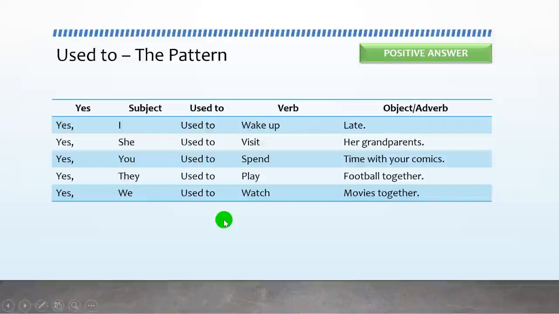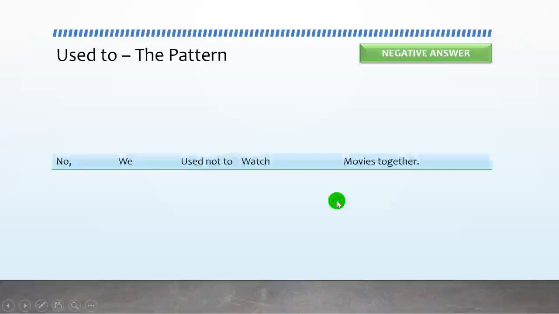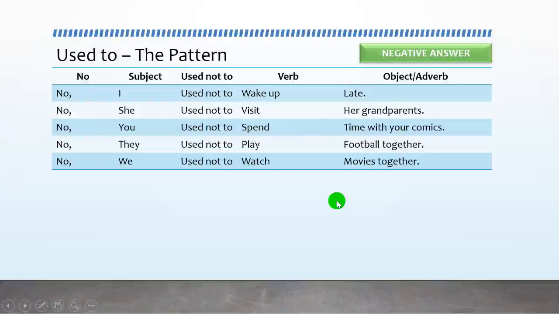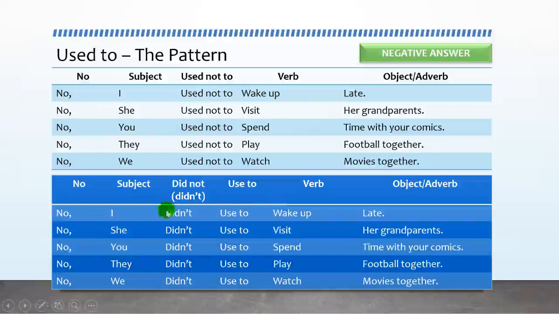Now for the positive answer. For the positive answer, of course, there is "yes," followed by the subject, "used to," and so on. So "yes" followed by the positive pattern. For the negative answer, "no" followed by the negative pattern. And of course, for the negative pattern, there is also another form like I used just now. This one: "No, I used not to." You can also use "No, I did not used to."